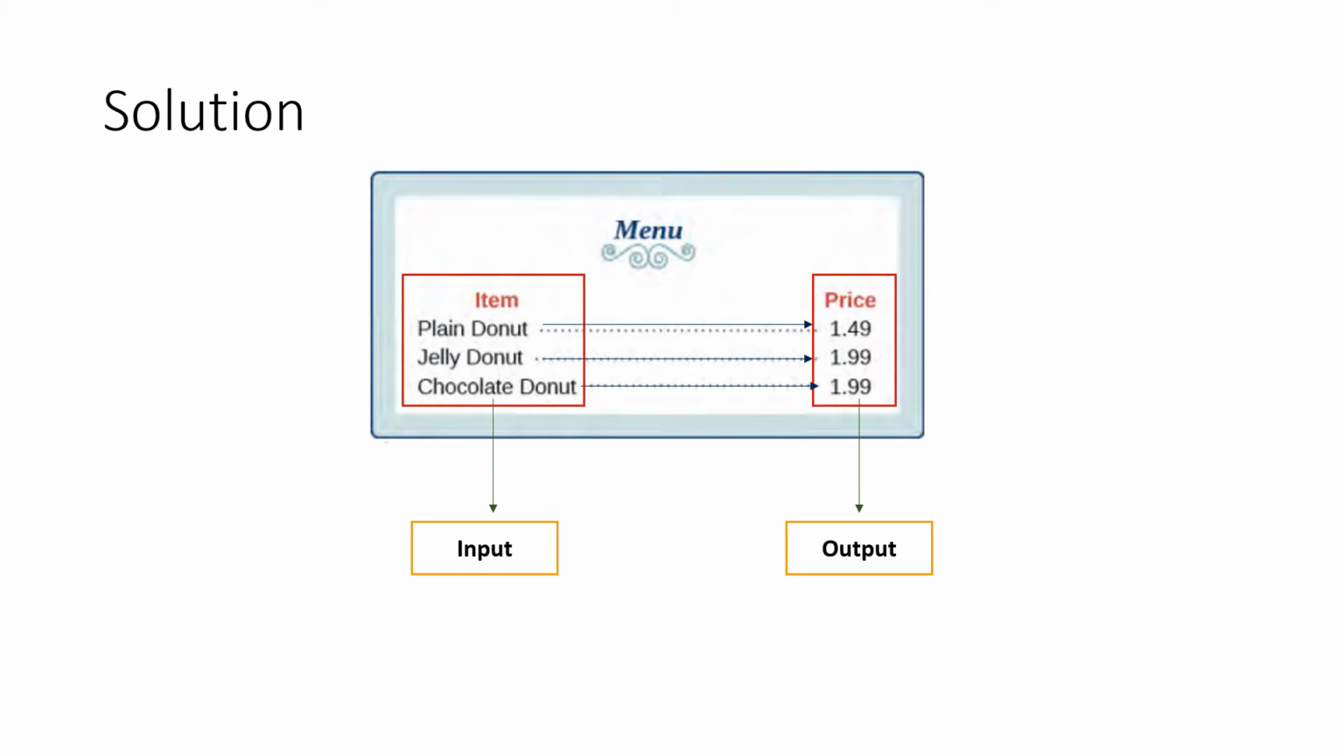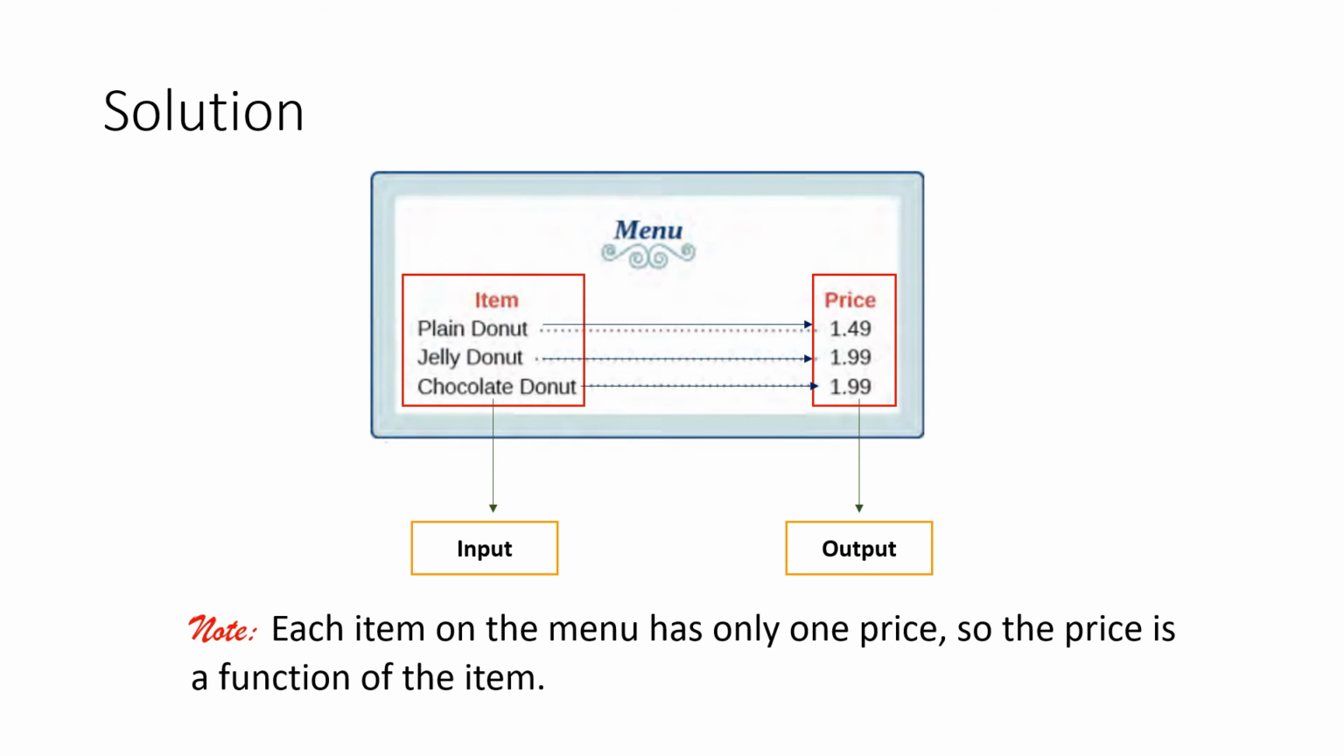So what do you think? Is the price a function of the item? What do you think is the answer? The answer is, note, each item on the menu has only one price. So the price is a function of the item, because every item has only one price. This one, and this one. So therefore, we can say that the price is a function of the item.